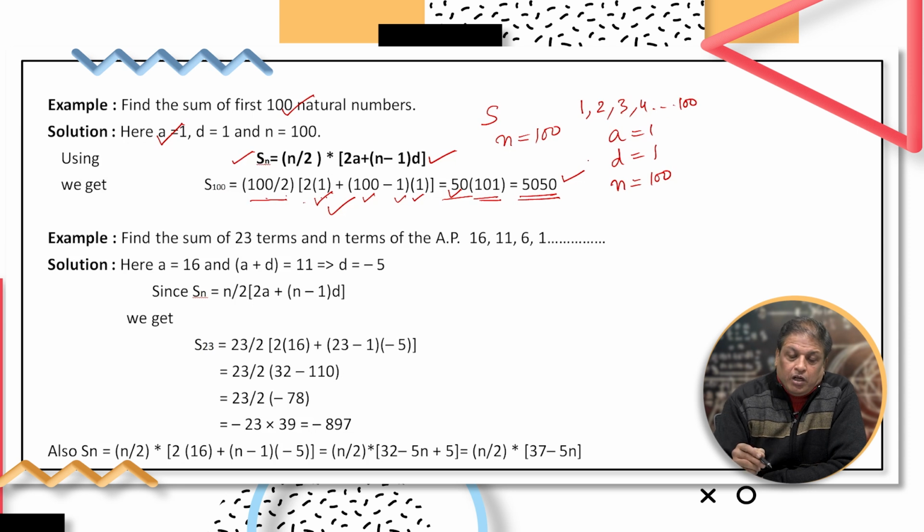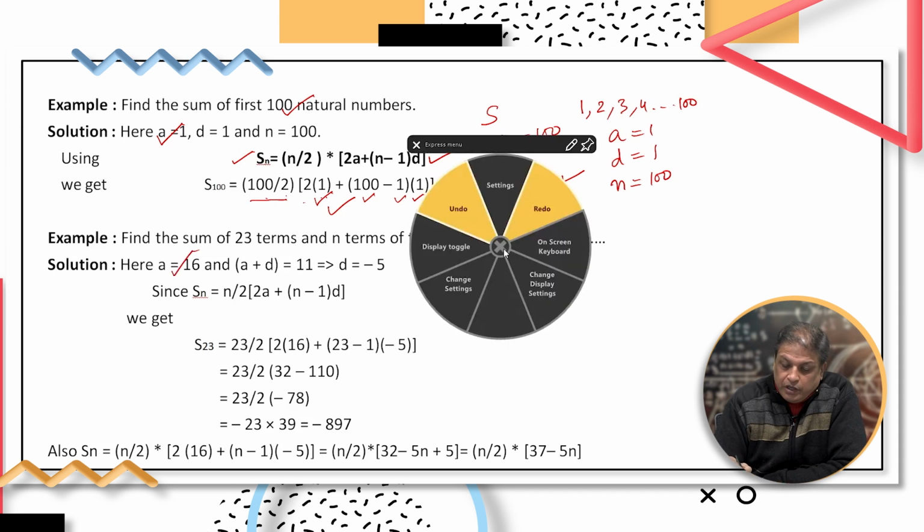Similarly, applying the same formula onto another numerical: find the sum of 23 terms and n terms of the AP 16, 11, 6, 1 and so on. The first term is 16 and the next term is 11.